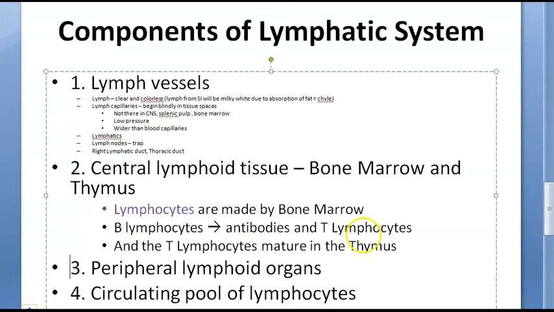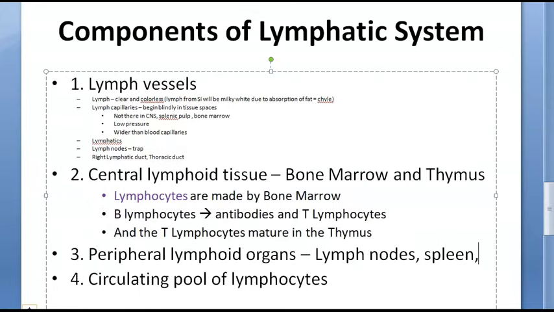Coming to the peripheral lymphoid organs, you have some peripheral ones. Peripheral are your lymph nodes, spleen and epithelial lymphoid tissues. We'll not go into that. Lymph nodes and spleen are your peripheral lymphoid organs. Okay, spleen you should know.